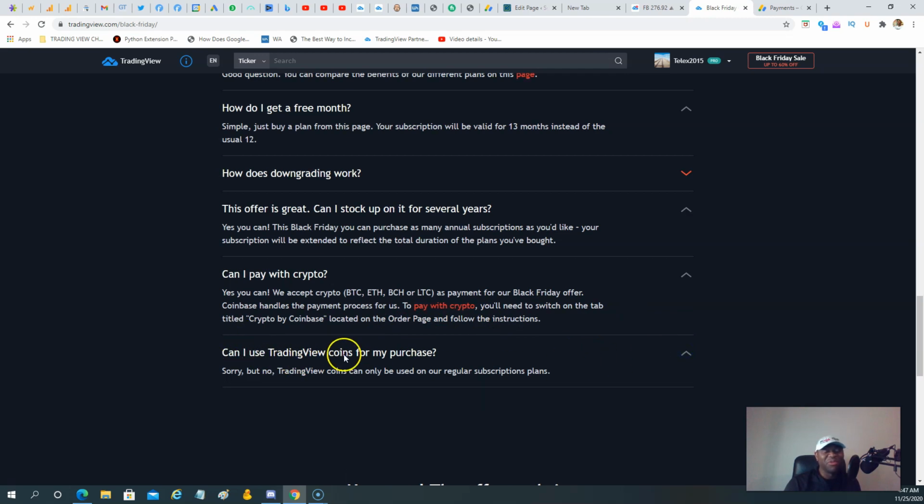TradingView gives you coins here for certain things. Can you use them? No, you cannot pay for this subscription using your TradingView coins. But the crypto coins, yes. Not too bad, folks.